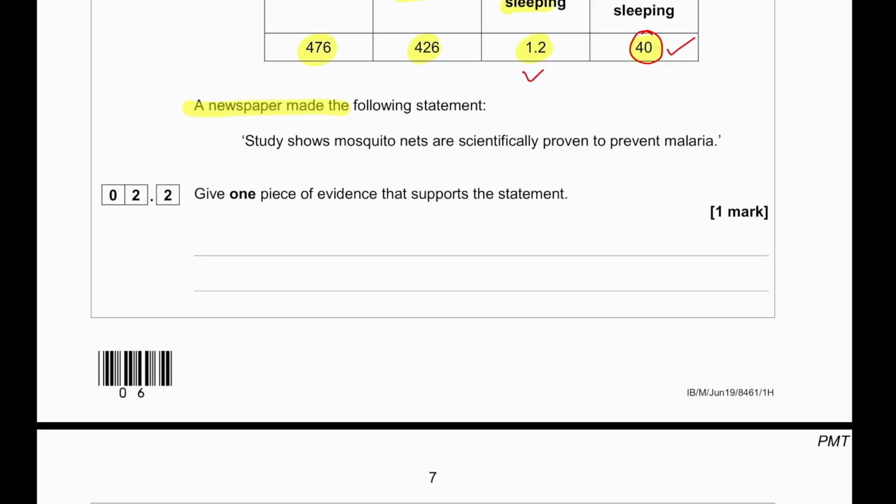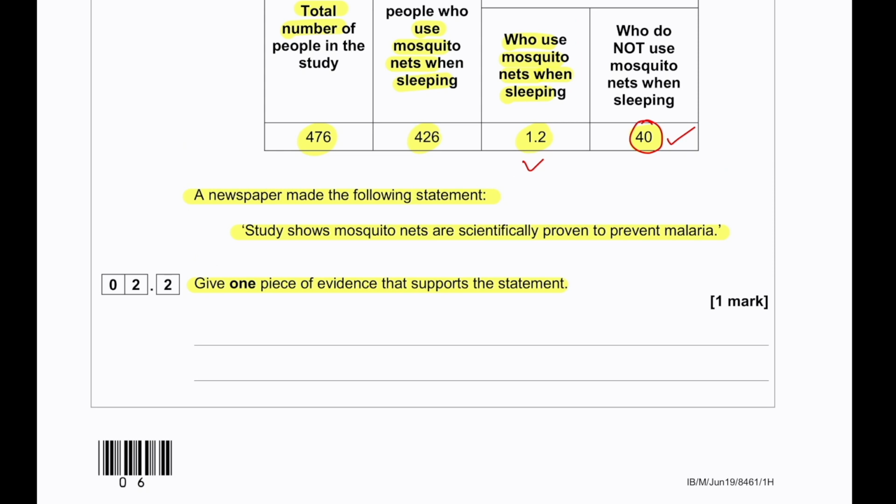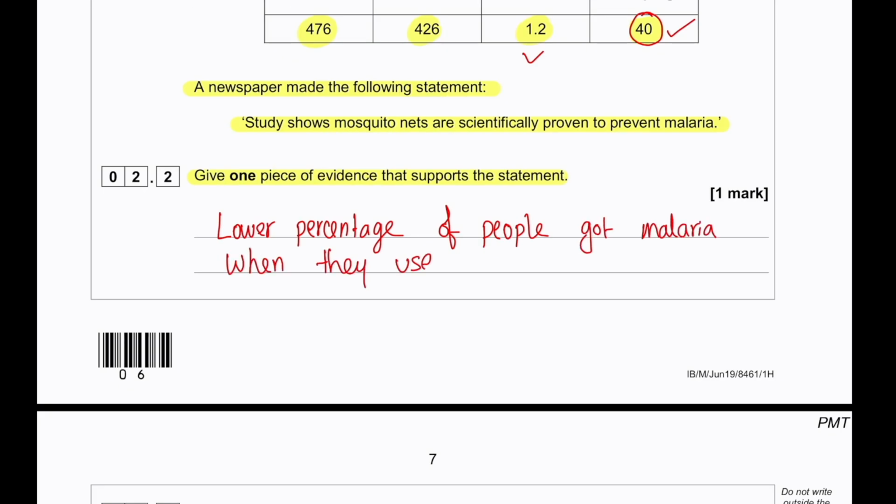Now a newspaper made the following statement: study shows mosquito nets are scientifically proven to prevent malaria. Give one piece of evidence that supports the statement. So we can definitely say from this that a lower percentage of people who were using mosquito nets actually contracted malaria. So the answer will be: lower percentage of people with malaria when using mosquito nets.